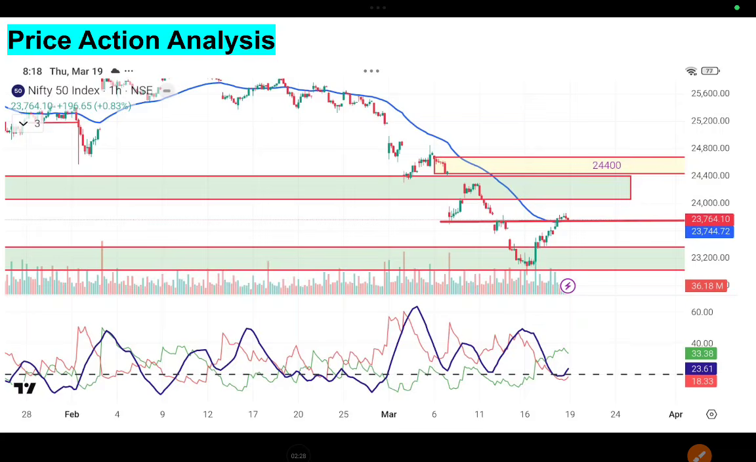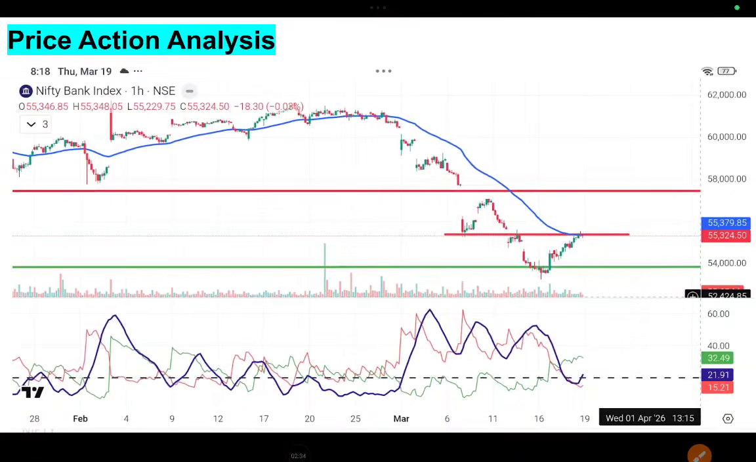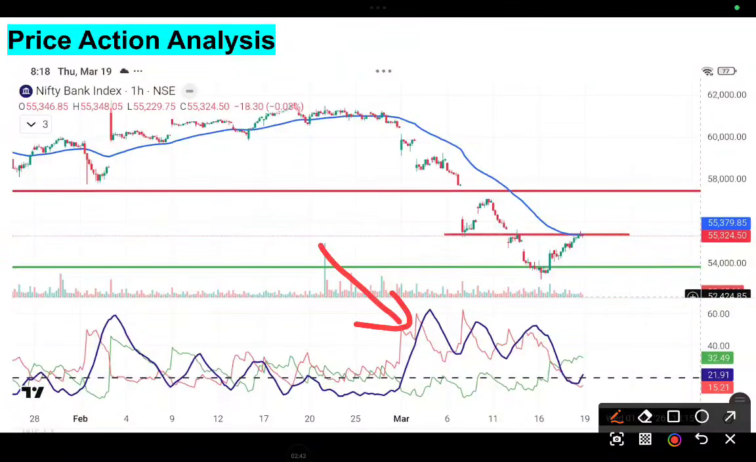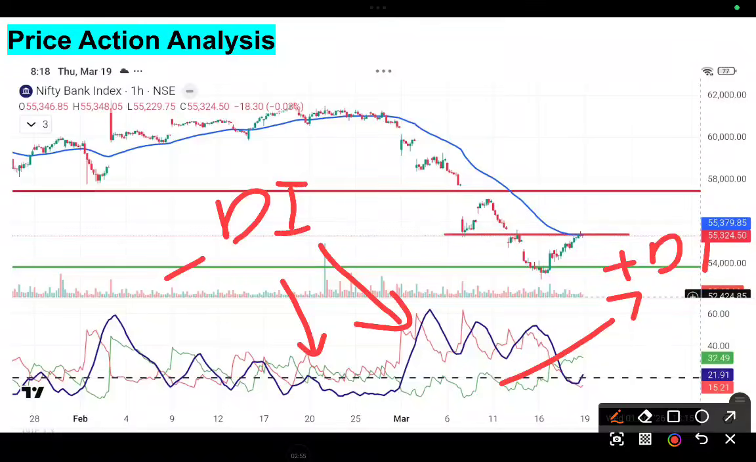All right, over here, if you see, this is Nifty, and the one which I'm plotting over here is ADX, the blue line. The green line is positive DI, and the red line is negative DI. What we basically do is look at the trend to understand whether the trend is strong or weak. So if you see, this is a trend.